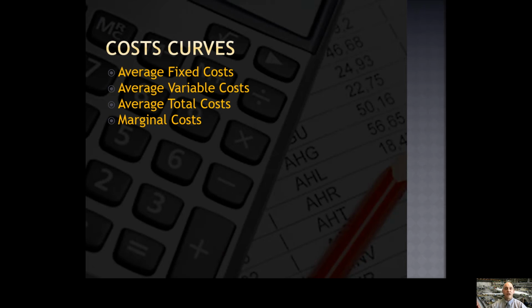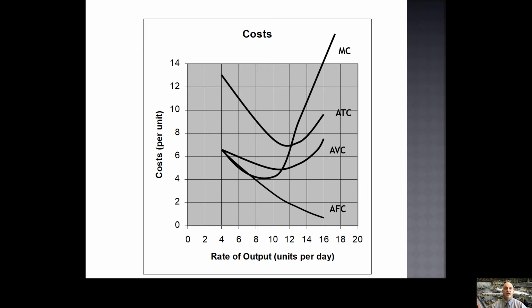Businesses are also very mindful of the costs, and in particular, their average costs. How much are these costs per unit produced? So in this chapter, there's a variety of cost curves that you're going to explore. Average fixed cost, which always declines the more you produce of something. Average variable cost, which declines and then rises again. And average total cost, which declines and then rises again. And then there's marginal cost, which after some point, will always increase.